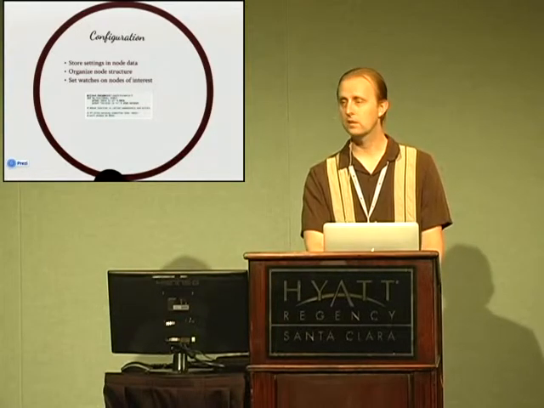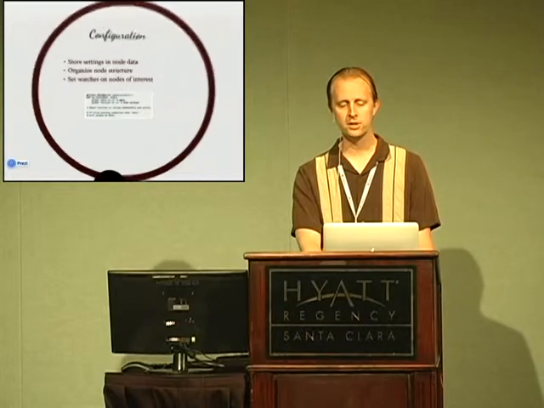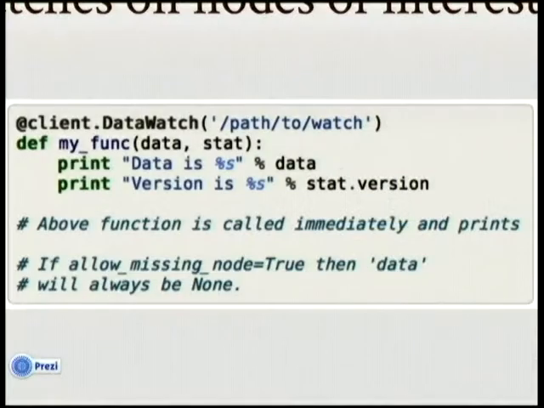And then, of course, if things change, you want to know about it, so you set watches on nodes. So simple little example, you want to have a function. You want to know when something on this path has changed. You want to know what the new data is, and maybe you want to know what the version is. So you register a callback like this, it tells you everything, and you're set.